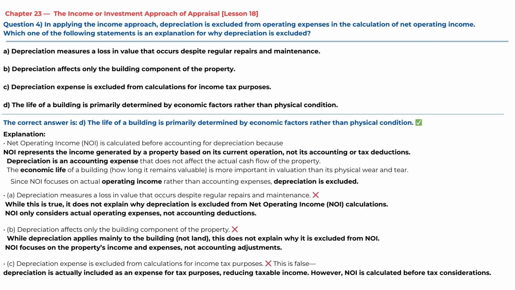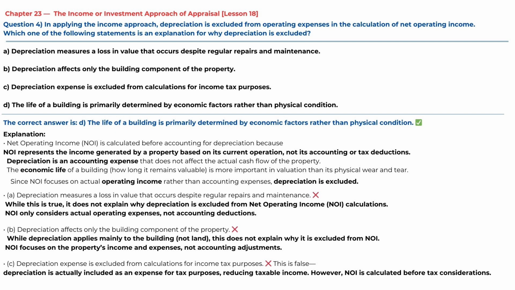Question 4. In applying the income approach, depreciation is excluded from operating expenses in the calculation of net operating income. Which one of the following statements is an explanation for why depreciation is excluded? The correct answer is D. The life of a building is primarily determined by economic factors rather than physical condition.